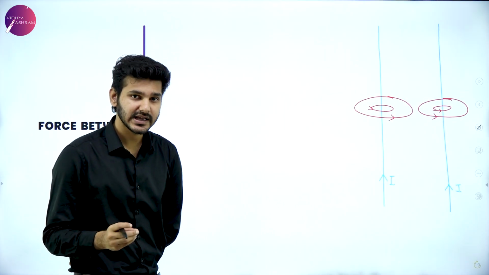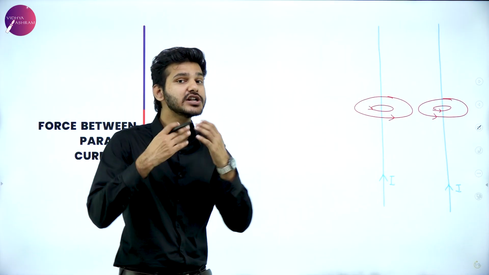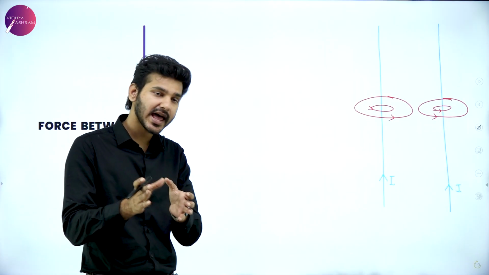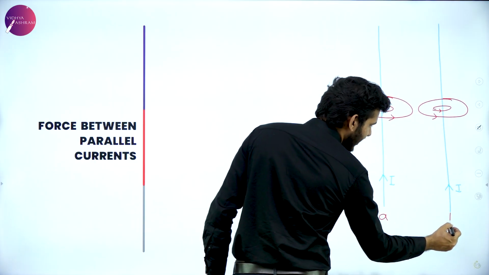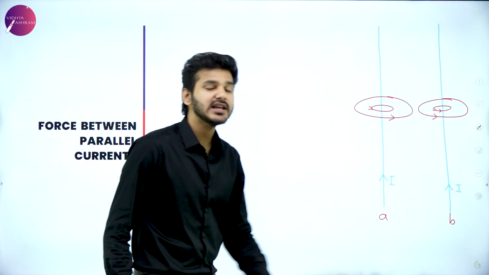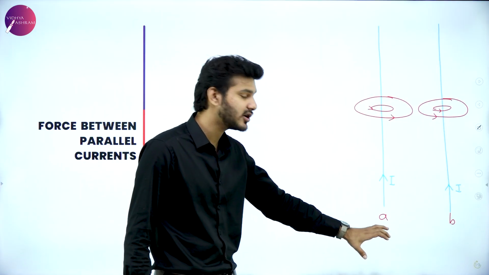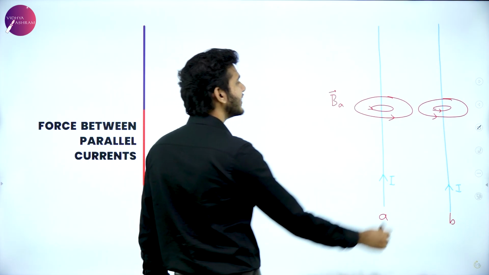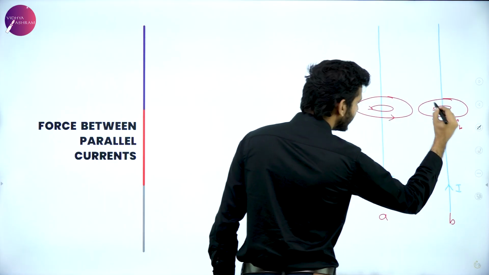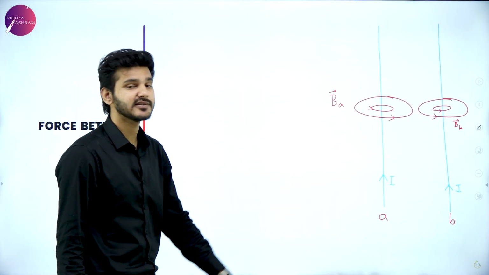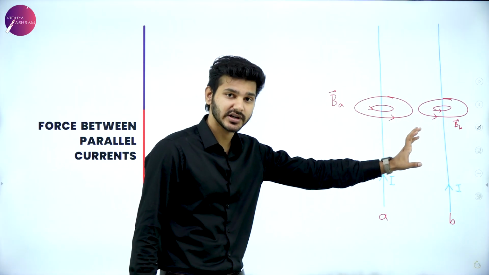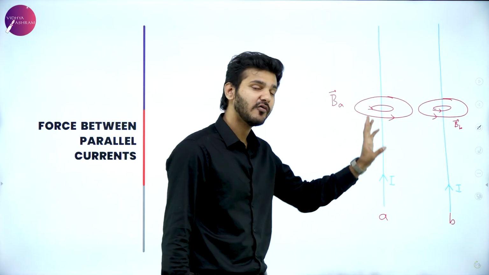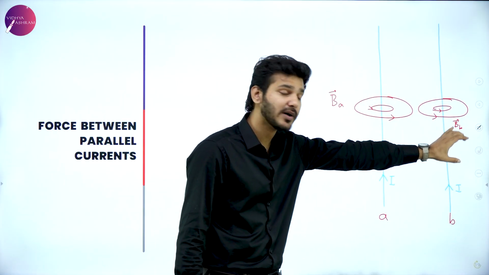If there is a magnetic field and there is a current carrying conductor, we already know that a current carrying conductor kept in a magnetic field will experience a force. Let's say this is wire A and this is wire B. Then wire B will experience a force because of the magnetic field produced by wire A. Let's say this is the magnetic field produced by wire A and this is the magnetic field produced by wire B. Then each of these two wires will experience a force because of the magnetic field produced by the other. So wire B will experience a force because of the magnetic field BA, and wire A will experience a force because of the magnetic field produced by wire B.